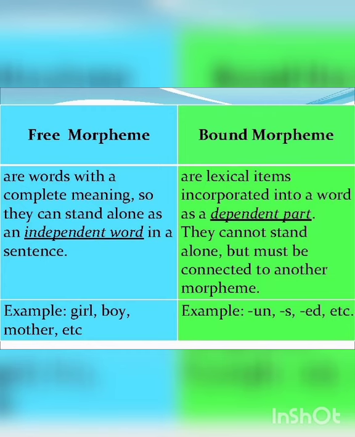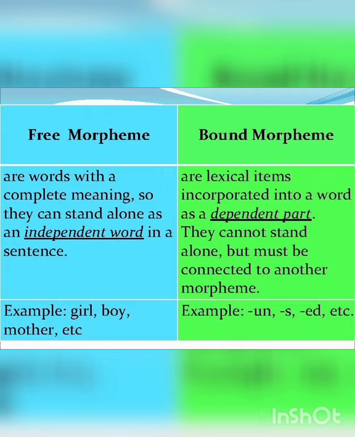Now let us see what are free and bound morphemes. There are two types of morphemes, free and bound morphemes. A free morpheme is a morpheme that can stand by itself as a single word, such as nouns, adjectives, verbs. For example, tour.